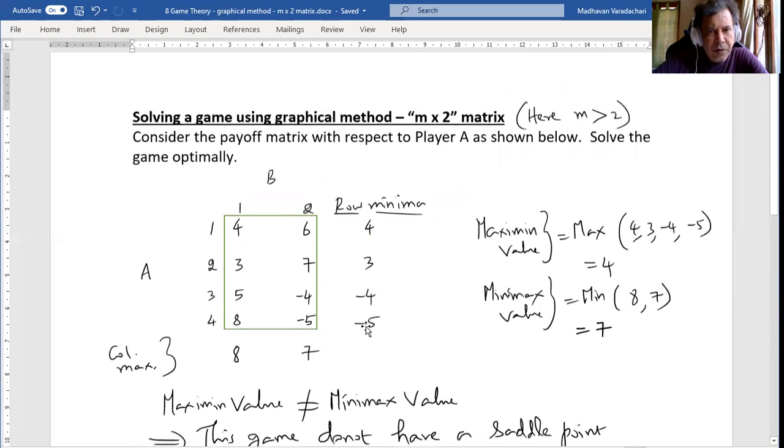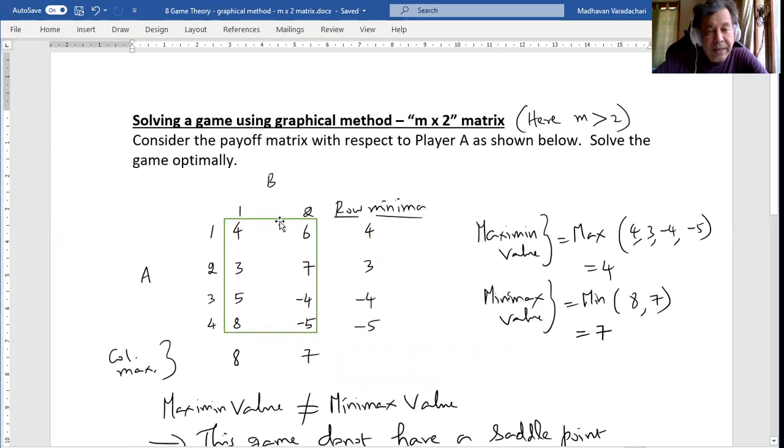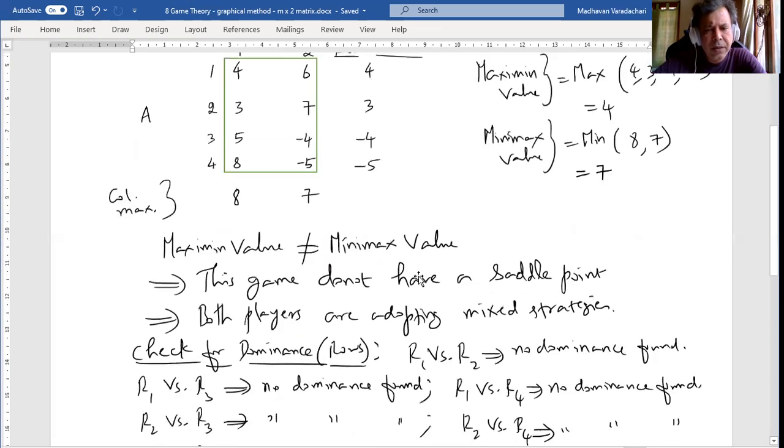expected payoffs for player B. Sorry, player B, because we'll be approaching this problem from B's perspective because B has got only two strategies. So we are able to plot it on a graph.